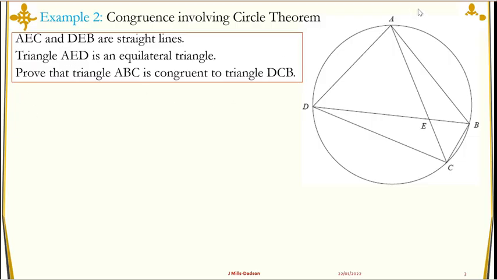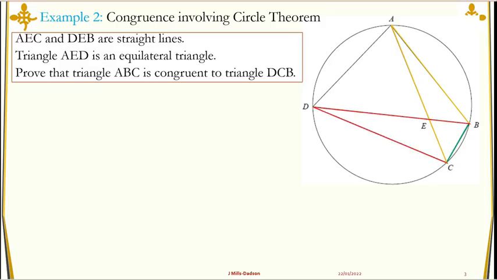Triangle AED is an equilateral triangle. Prove that ABC is congruent to DBC. Now, important information we have here is that AED is an equilateral triangle. That will really help us with our proof.